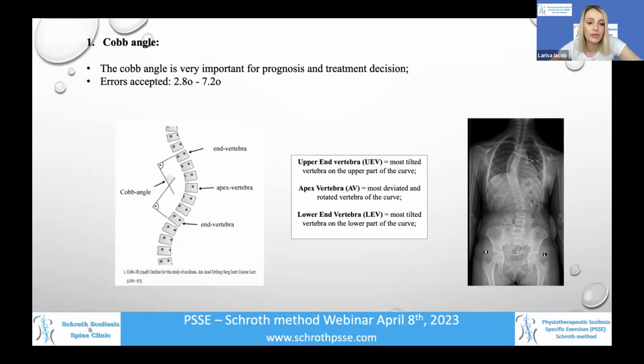So I will start with the first one, which is the Cobb angle. I think everyone who works with scoliosis must know what it represents and how we can measure it. The Cobb angle is defined as the angle between the upper end vertebra and the lower end vertebra of the curve. For measuring the Cobb angle, we draw two parallel lines on the upper end vertebra and lower end vertebra, and after that we draw two perpendicular lines from them, and we measure the angle between these two lines.